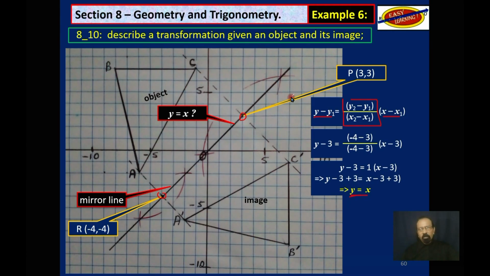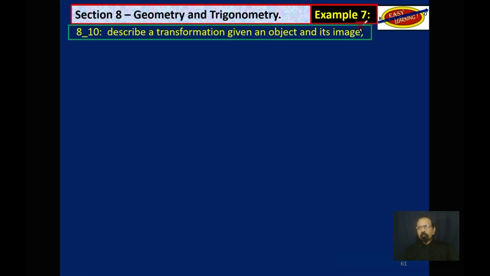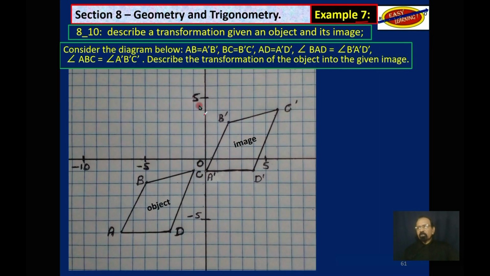Now, that's a hard way of doing it. You don't have to. But if you have to prove that, then yes, you will have to pick 2 points and work it through. So its reflection at the mirror line, Y is equal to X. That was example 6. Example 7, that's the object, that's the image.